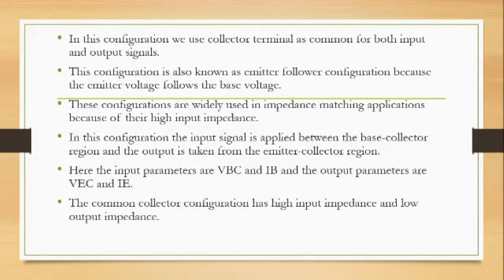Here the input parameters are VBC and IB. VBC means base to collector voltage, IB means base current. The output parameters are VEC and IE. VEC means emitter-collector voltage and IE means emitter current. So that is the input and output parameters. The common collector configuration has a high input impedance and low output impedance. Please remember this.